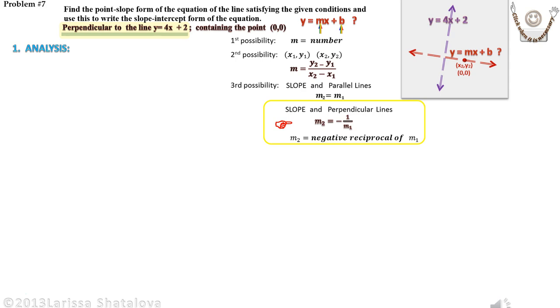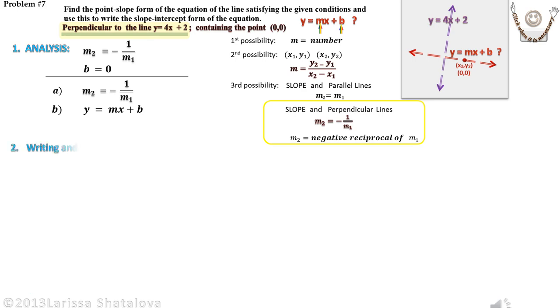Now, next the request for y-intercept. In this case, the y-intercept is known because the y-intercept is 0. So our problem will have two steps. Step A, we are looking for slope, and then step B, we will have to write an equation. Writing and solving an equation. Step A.